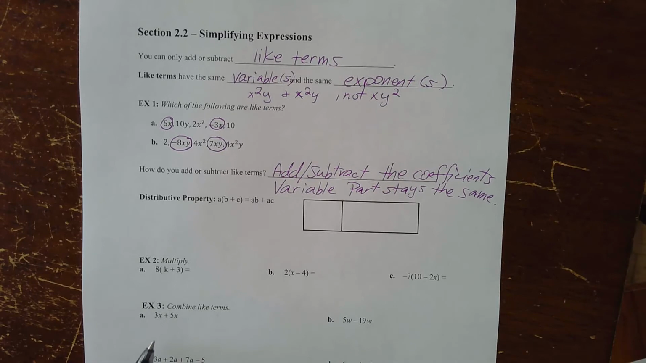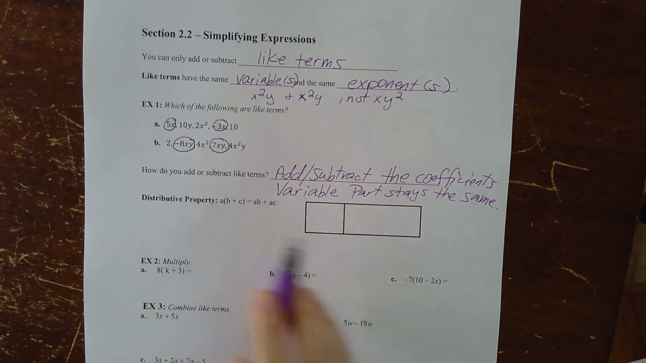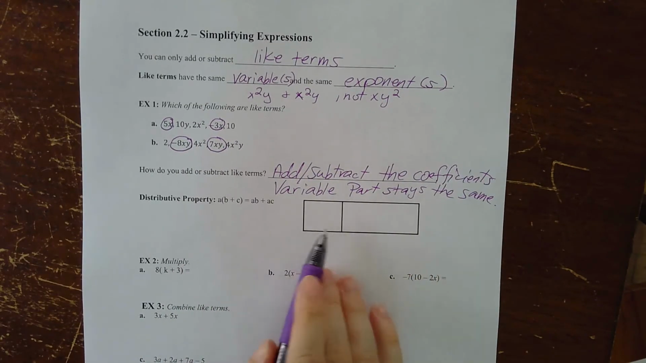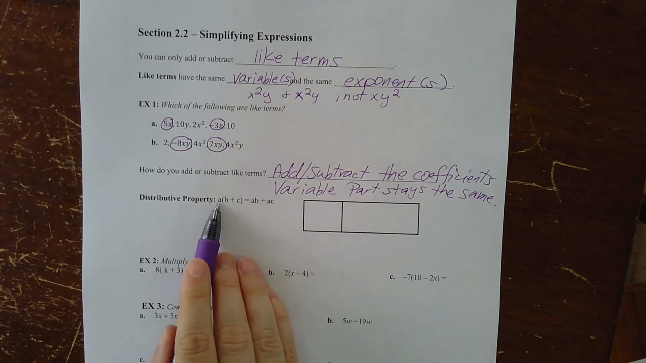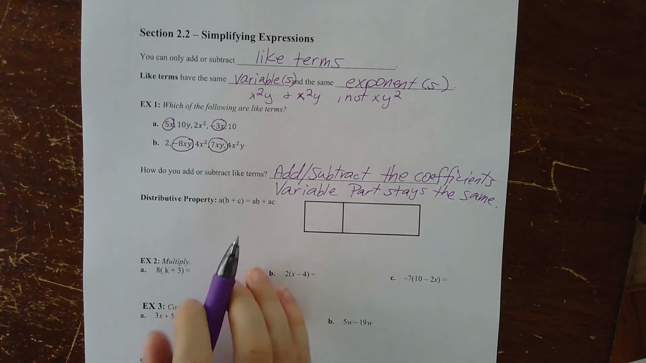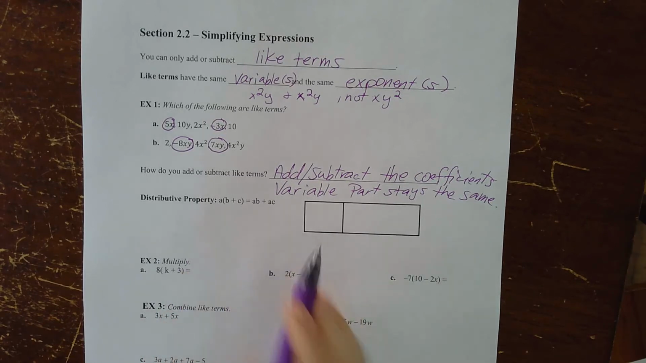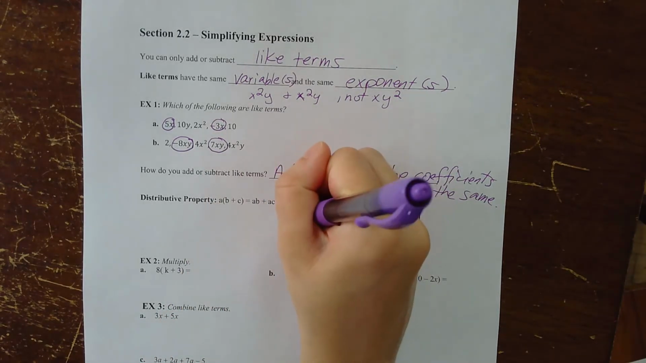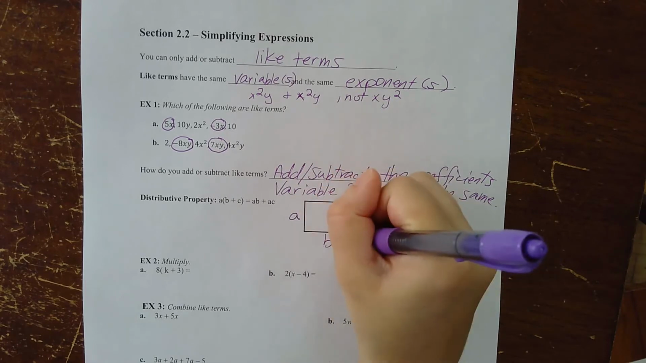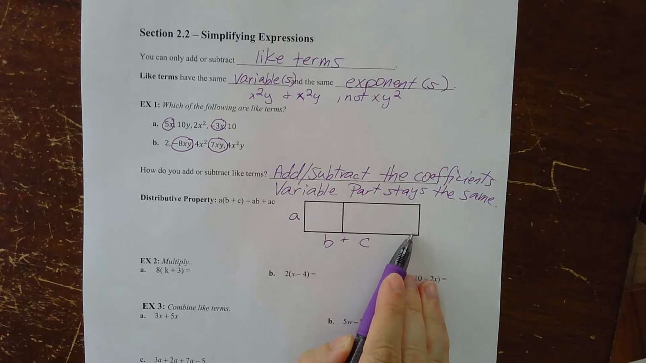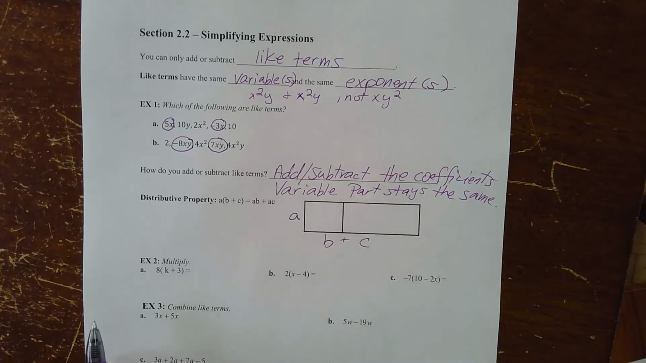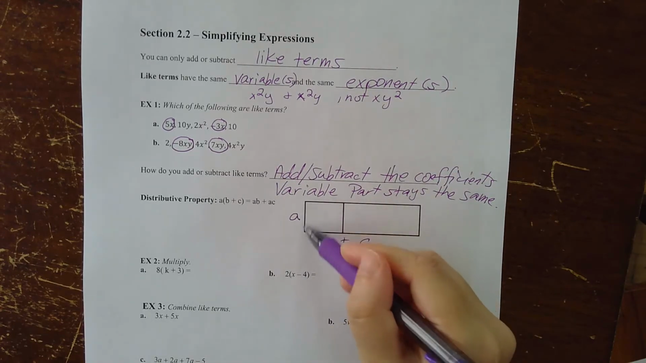So why it works is if you look at a little area model, because area for a rectangle is length times width. So A times B plus C, what that would look like visually would be a rectangle where the width is A and the length is B plus C. So this little length is B and that bigger length is C in my example here, okay? And so that would be the area of the whole thing.